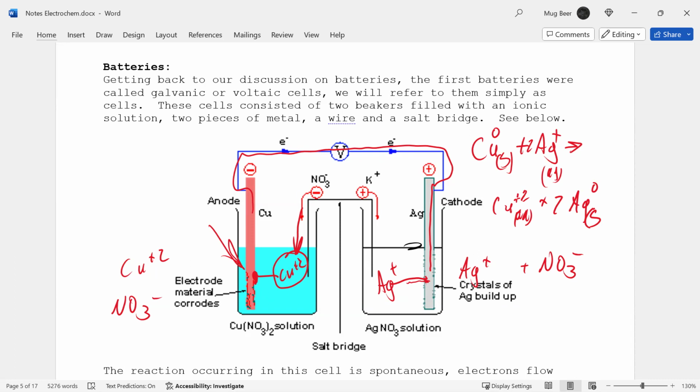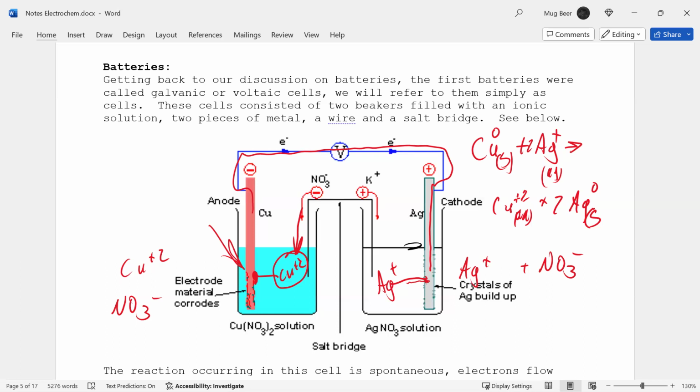So how can this battery go dead? Basically 4 ways for it to stop functioning. The copper bar completely dissolves. Okay, what else? The salt bridge could dry out, or the salt bridge could run out of ions, so the salt bridge could fail.